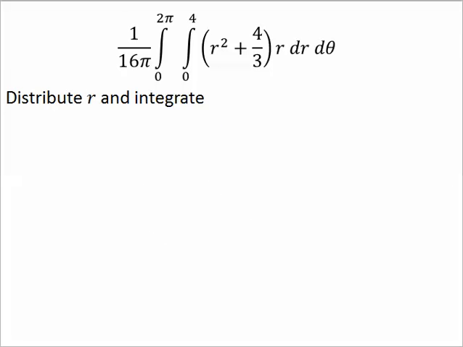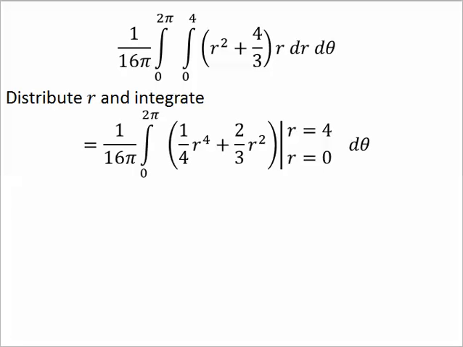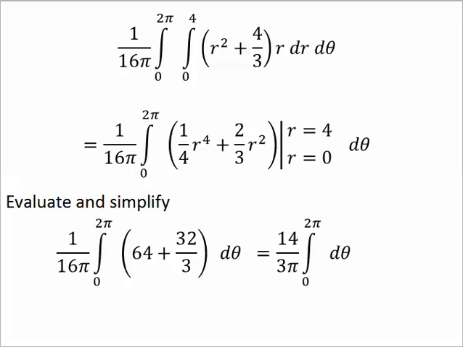So we're going to integrate this. And first we're going to distribute the r, and then we're going to integrate with respect to r. And then we're going to evaluate and simplify. Then I do my last integral, and I'm all done. Switching to polar coordinates really made this much easier.